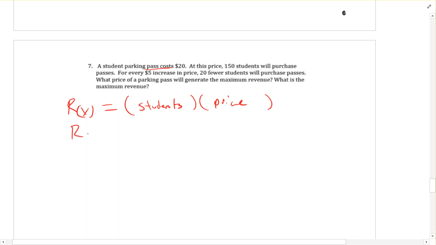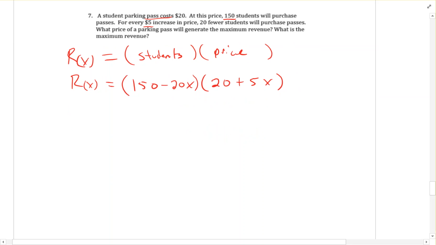So we'll say R of X is going to be, well, originally there's 150 students. I'm going to leave a space. And the parking pass costs $20. So that's kind of our starting points right there, right? Okay, and then for every $5 increase, so that's on the price side, I'm going to say plus 5x, because the number of increases is what X represents. 20 fewer students will get parking passes, so minus 20x. Okay, and then just graph that.